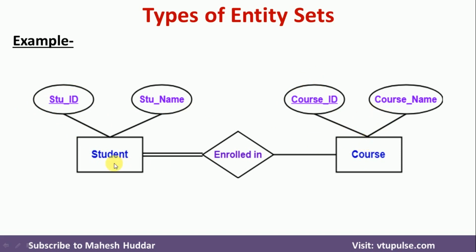These strong entities are related with respect to enrolled in. There exists a partial participation between course and enrolled in, and there exists a total participation between student and enrolled in. The double line indicates the total participation, and the single line indicates partial participation. The underline below this particular attribute name indicates the primary key. Hence, student ID and course ID are the primary keys in this case.